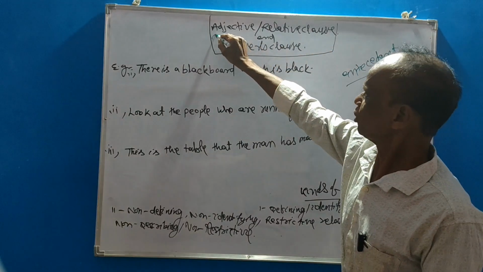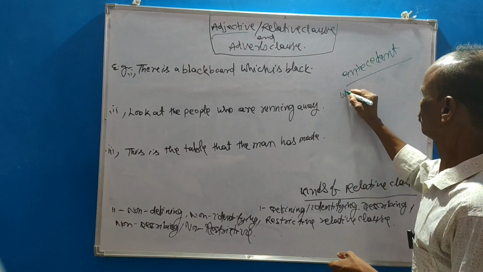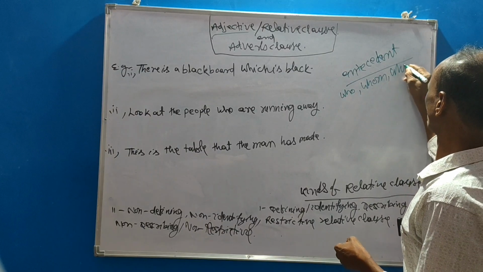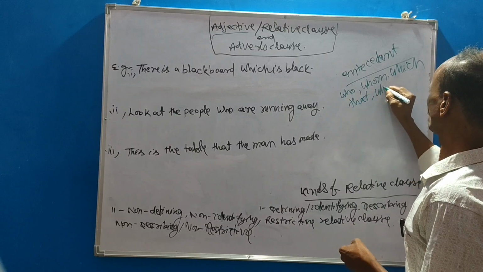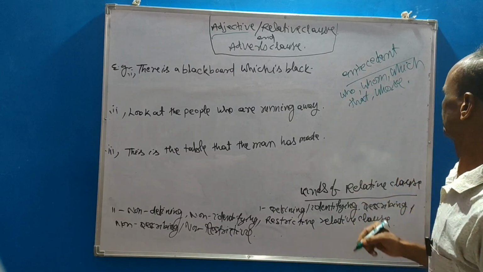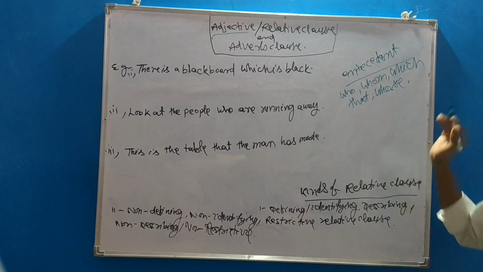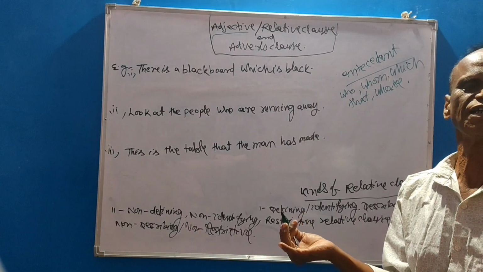So, an adjective clause begins with a pronoun like who, whom, which, that, whose. Okay. Adjective clause begins with pronoun like who, whom, which, that, whose. So it is also known as relative clause.